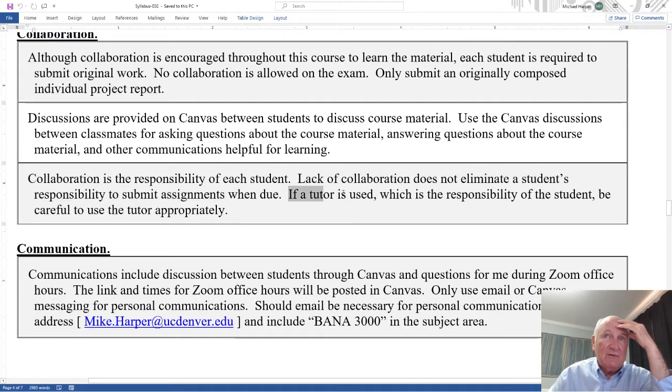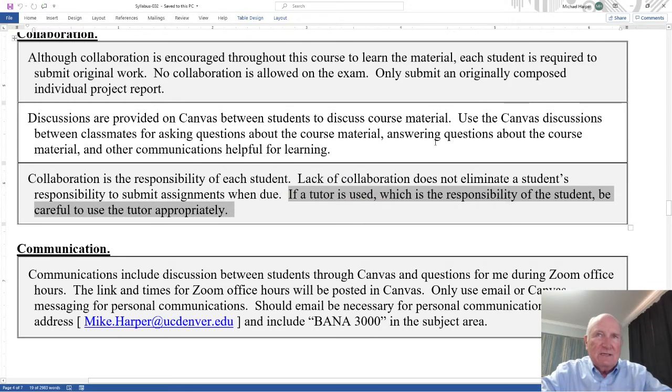For example, some people use tutors, which is the responsibility of the student. Be careful to use the tutor properly. Now, sometimes tutors are provided by the business school. Perfectly fine. That's good. But use tutors appropriately by learning the material. Don't let the tutor do the work for you. That's an improper use of a tutor. A tutor cannot take your exams for you. A tutor should not do your homework for you. A tutor should help you learn the material so you can do the homework, so you can do the project, so you can take the exams. So be careful.